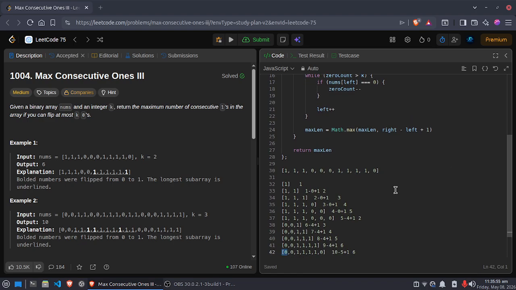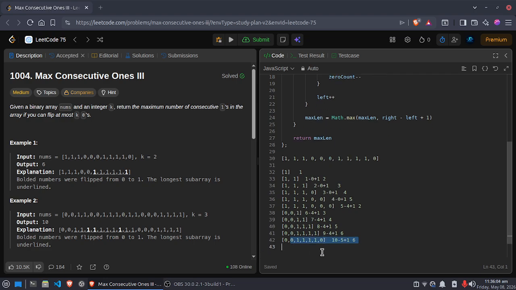So if zeros become larger than k, shrink the window. This is the main motto of my method. Otherwise expand the window, like I'm just expanding 2, 3, 4, 5, 6. So this is the heart of the sliding window: expand the window or shrink the window.